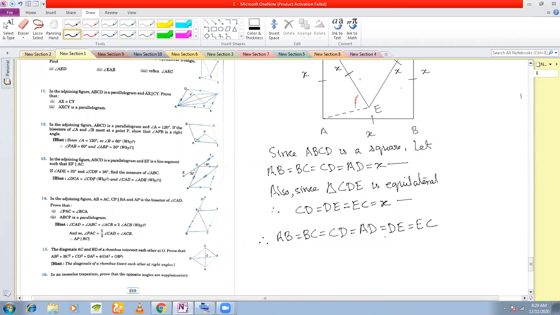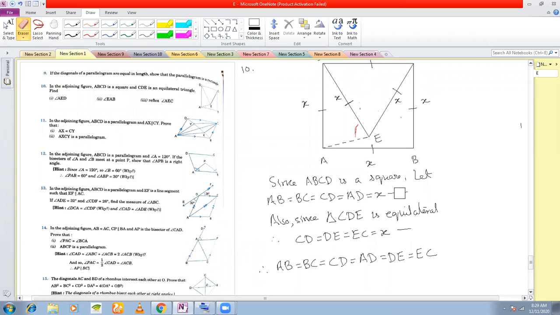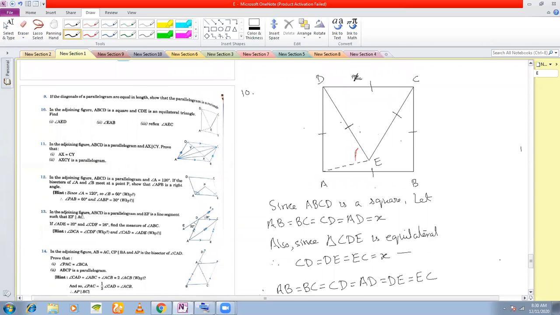We don't require x now. We required x just to show that they were equal. So now we don't require x. Now we know that all these are equal. Now what happens? See, this is an equilateral triangle. So this angle is 60 degrees. This angle is 60 degrees. And this angle is also 60 degrees. Agreed?